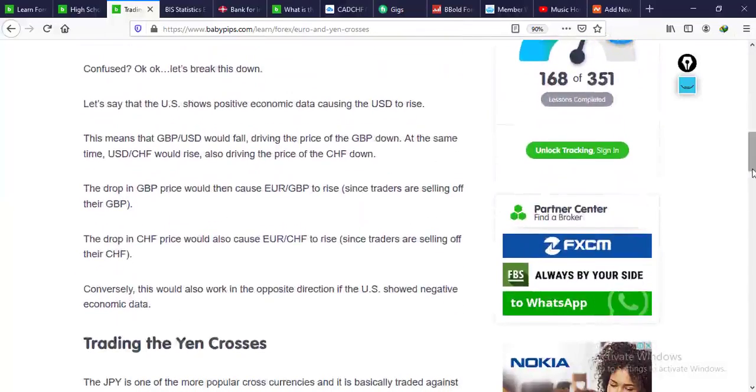So what do we mean by this? Let's say there's US news that shows positive economic data causing the USD to rise. What will happen is that GBP/USD would fall, USD/CHF would rise, CHF would fall. In the same vein, with a drop in GBP prices, we see that EUR/GBP will rise, and with a drop in the Swiss franc, we see a rise in the price of EUR/CHF.